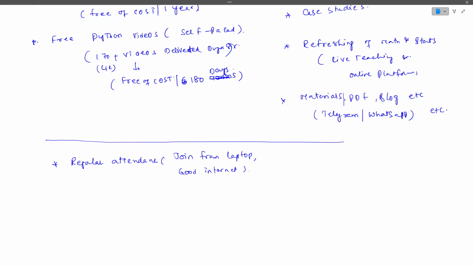So regular attendance, guys, that is what I recommend, and a good internet connection is what we recommend. And every day, at least dedicate some time, guys. At least 1 hour you have to attend the session. So 1 hour is going to be the live session, guys. Just attending the live session is not sufficient, guys.